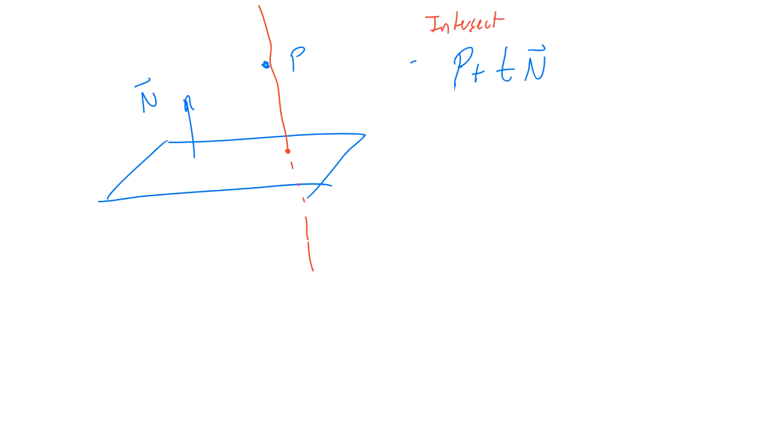is you find your normal vector the same way I just did. Here's your point P. By taking P plus t times N, that's going to give you the line through P, which is parallel to N. And then you can intersect that line with the plane.